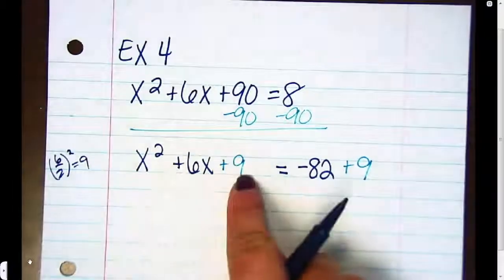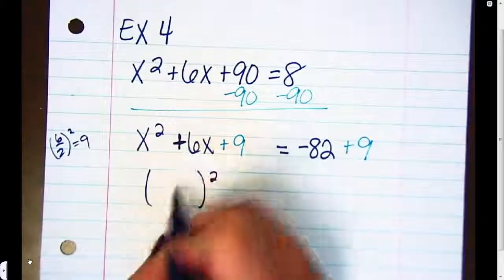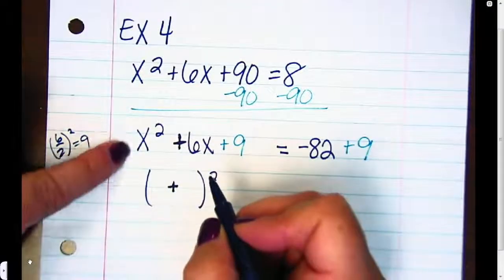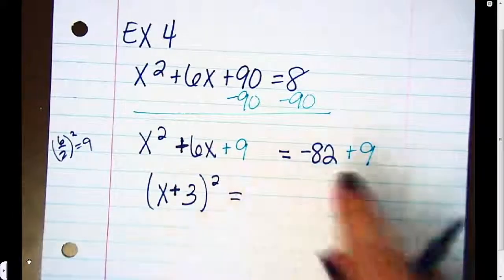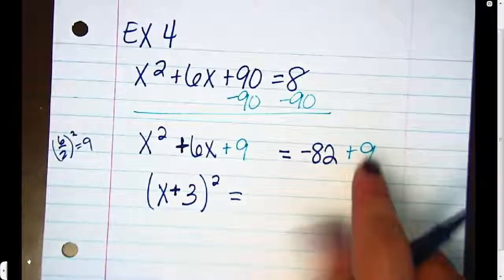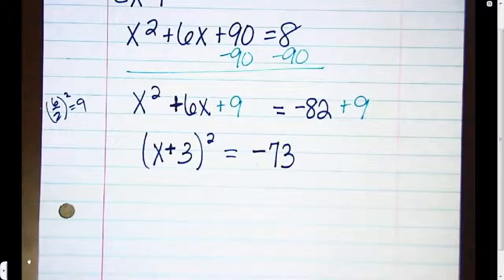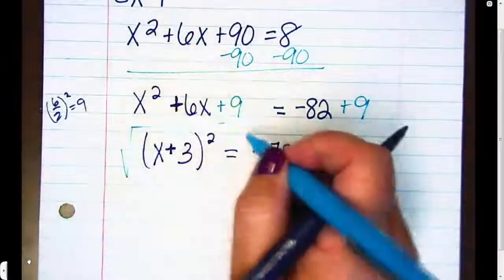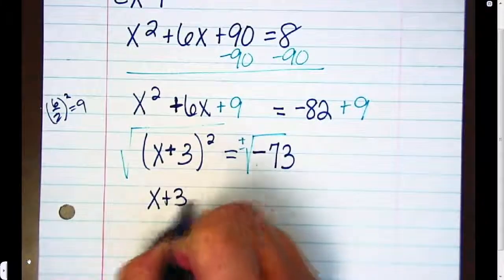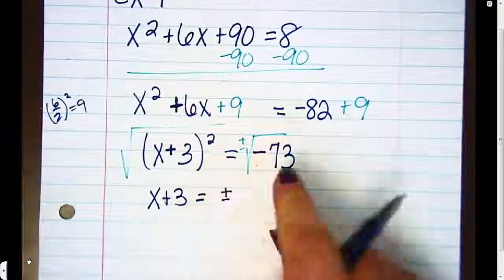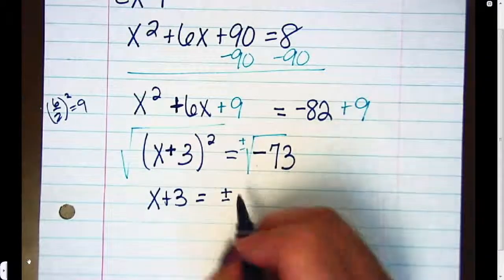This always gives you a perfect square. Bring down your plus sign. Take the square root of the first and the square root of the last. Simplify your negative 82 and your positive 9. Take the square root of both sides. Don't forget your plus minus. In your calculator, the square root of 73 doesn't simplify, but I need to bring i out.